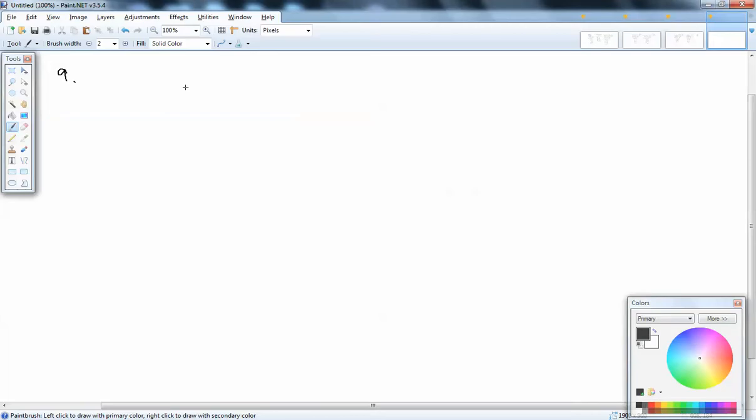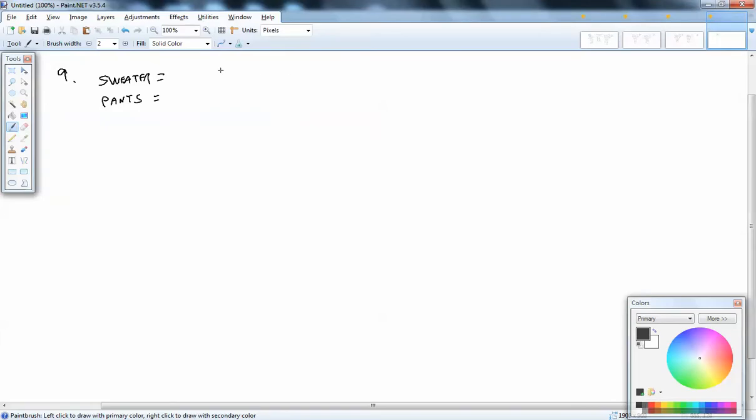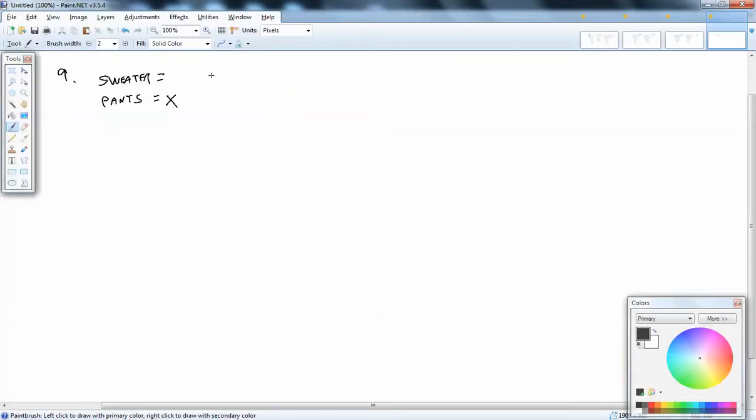Okay, sweater and pants. You have to decide which is going to be your x, and you have to look at which one's being put in reference to the other. What I mean by that: it says the price of the sweater was $3.94 less than the pair of pants. So the sweater is being put in reference to the pants, so the pants is going to be x. The price of the sweater is $3.94 less than a pair of pants, so this will be x minus 3.94.